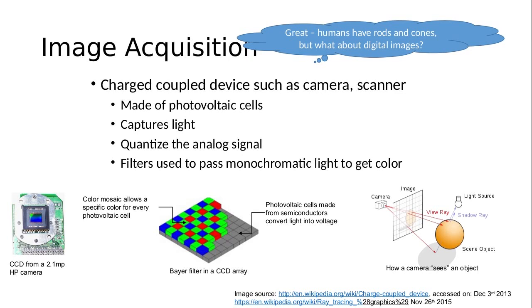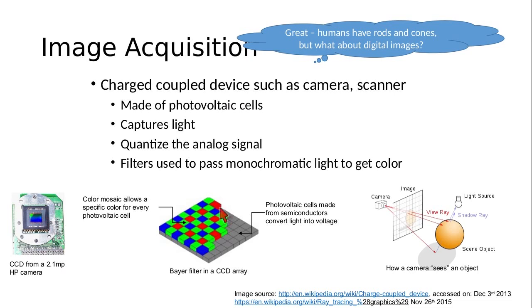The basic building block of computer vision or digital images is a charge coupled device, such as a camera or a scanner. Most cameras and scanners contain some form of photovoltaic cells which are sensitive to light. For instance, this is a charge coupled device from a 2.1 megapixel HP camera, and it has a small photosensitive layer at the center which is sensitive to different kinds of light.